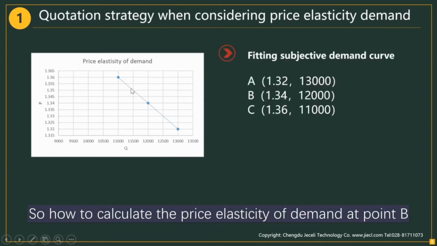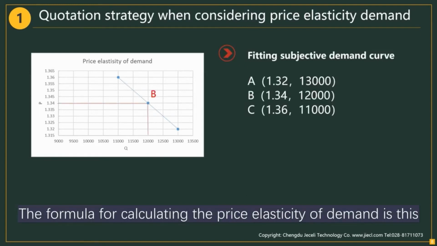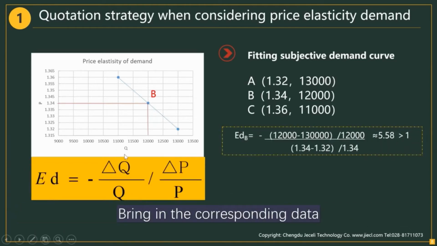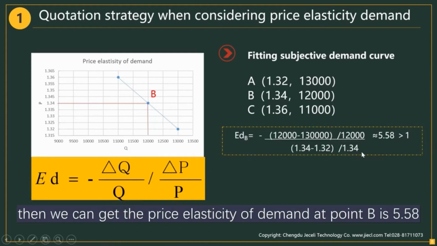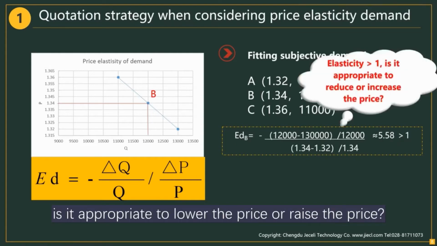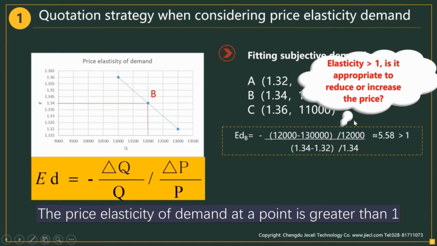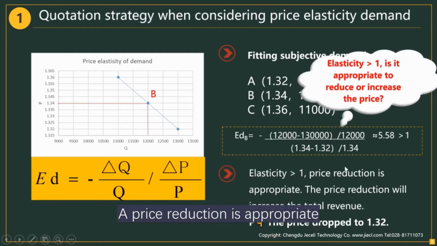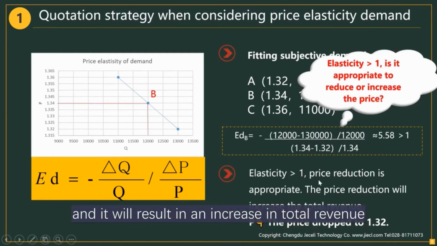So, how to calculate the price elasticity of demand at point B? The formula for calculating the price elasticity of demand is this. Bring in the corresponding data. Then we can get the price elasticity of demand at point B is 5.58. When the price elasticity of demand is greater than 1, is it appropriate to lower the price or raise the price? The price elasticity of demand at a point is greater than 1. A price reduction is appropriate, and it will result in an increase in total revenue.